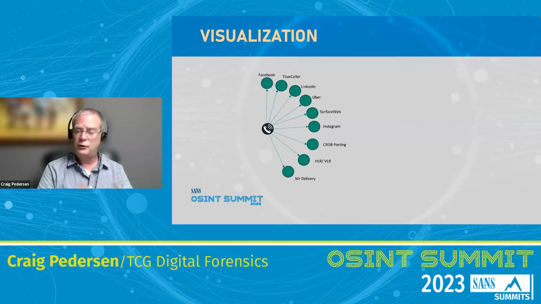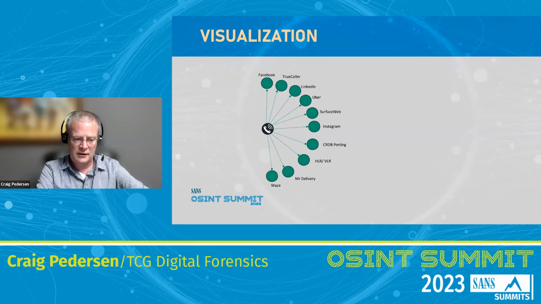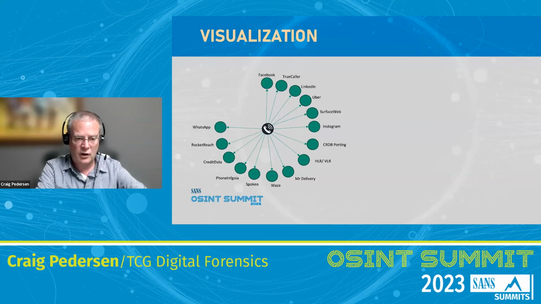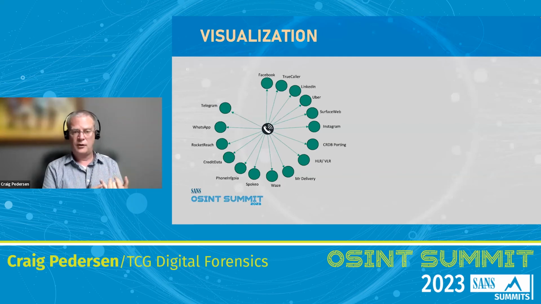Mr. Delivery, if you have any kind of food delivery service in the country that you're from, you will probably find there's a sign-up process that you could use the forgotten password fallback method in order to find out if there is data attached to that number and the use of it. Mapping services like Waze, GPS services. You can use account finders and people finders like Spokeo, Phone Info Gear, credit databases, Rocket Reach, WhatsApp. WhatsApp should give you a profile photo.